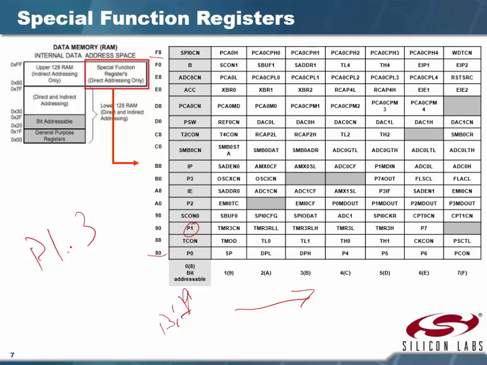Now, I should also throw out here that this table is a generic table. It happens to be for the F020, which has 4 ports attached to it. So it's got port 0, port 1, port 2, port 3. Our chip does not have these 2 ports. So we could use those locations if we wanted to.